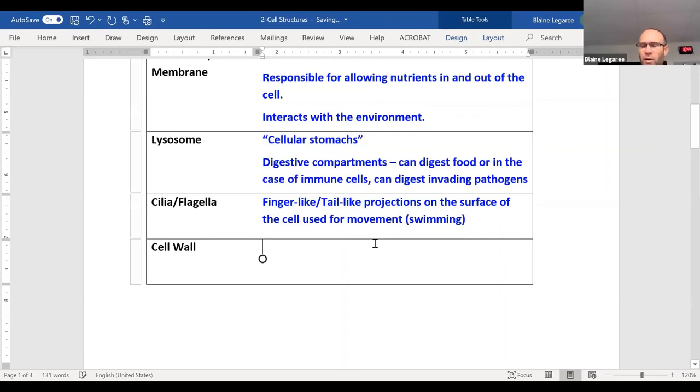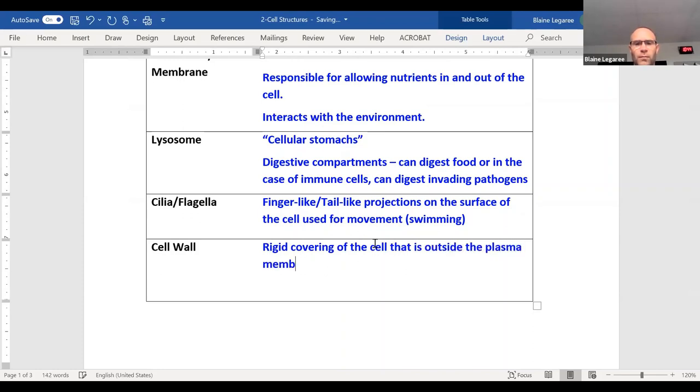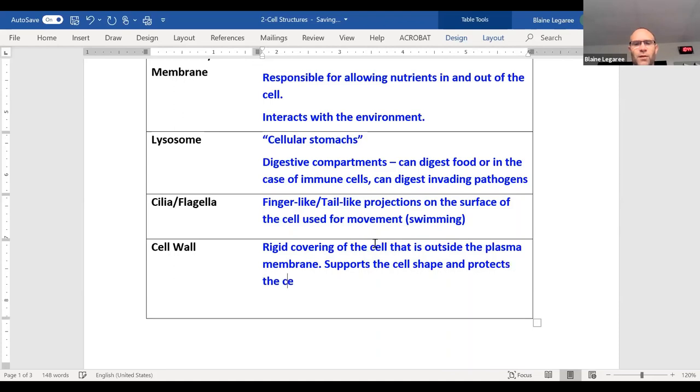There's one more on there. Maybe I forgot to highlight that on the pictures. I'll get back to that in a moment. But the cell wall. Cell walls are found in some cells, not all cells. Bacterial cells have them, animal cells do not, for example. This is a little extra layer of protection. So it's a rigid covering of the cell that is outside the cell membrane. It supports the cell shape and protects the cell.